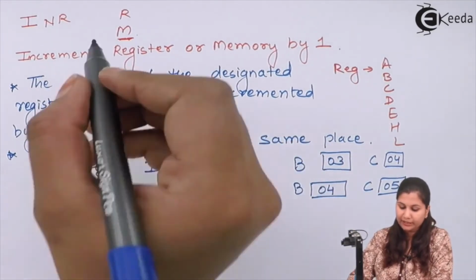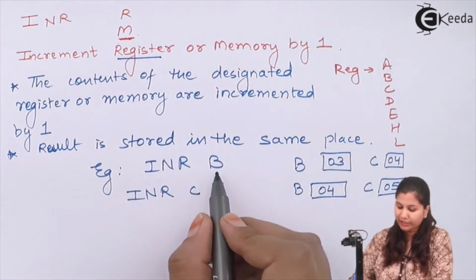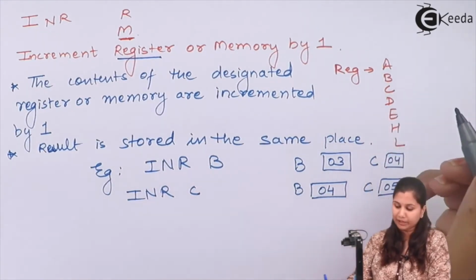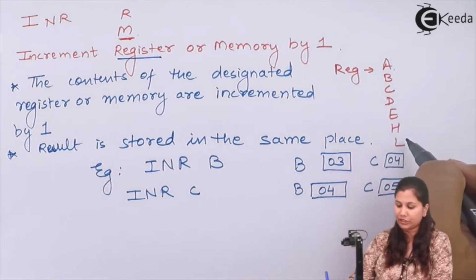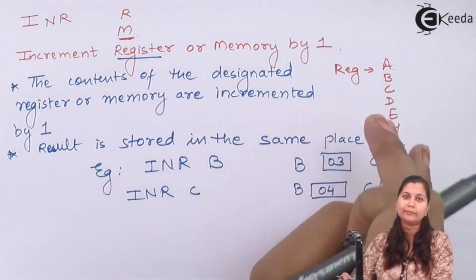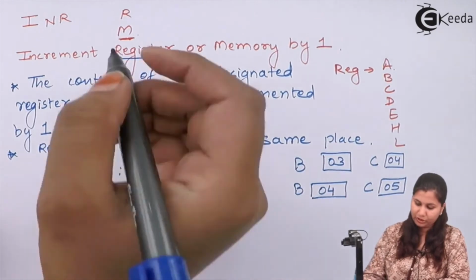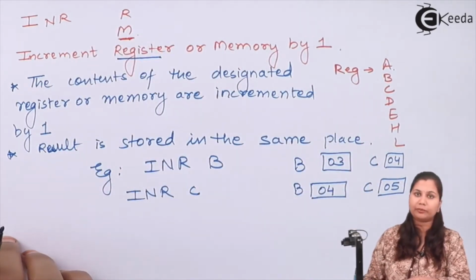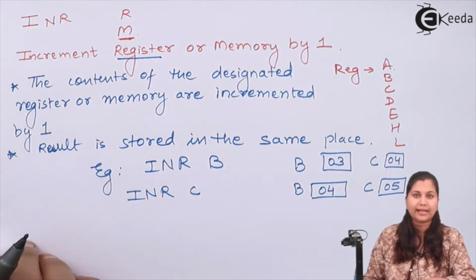Just remember that here only the register is incremented by 1. We are not taking the register pair here, only the register. It can be any of the registers, the accumulator, B, C, D, E, H, L, and they can be incremented by 1. Now if the operand is a memory, then the address of this memory location will be given by the HL register pair. So this was INR.